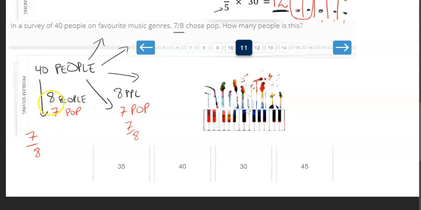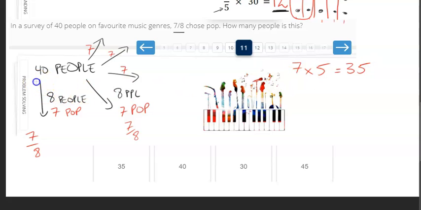And from each group that has been taken out, 7 of them like pop. So we've got 7 here, another 7, another 7, another 7, another 7. How many 7s is that? Well, that's 7 times 5. There's 5 lots. So 7 plus 7 plus 7 plus 7 plus 7 from those 5 7s would give us 35.